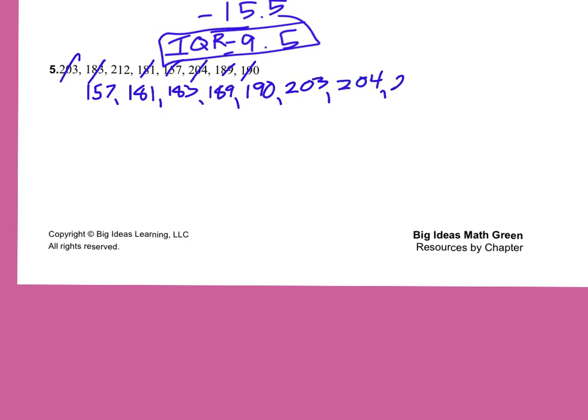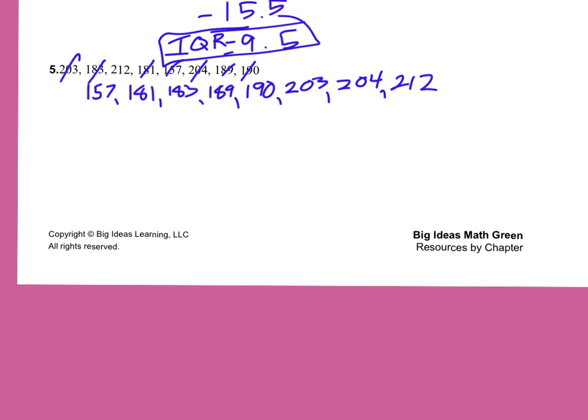and then 212. And just to double check, I like to go, okay, there was 1, 2, 3, 4, 5, 6, 7, 8 numbers. 1, 2, 3, 4, 5, 6, 7, 8 numbers. So that lets me know that I didn't make any mistakes because I have the same amount of numbers represented.